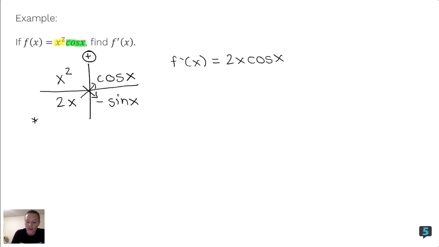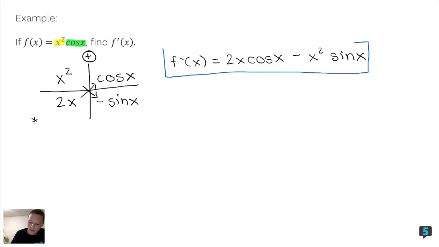Perfect, subtracting. So this is going to become minus x squared sine x. We've got our derivative. That's it. F prime of x equals 2x cosine x minus x squared sine x. Okay. In my class, I don't make my students simplify any further than that.